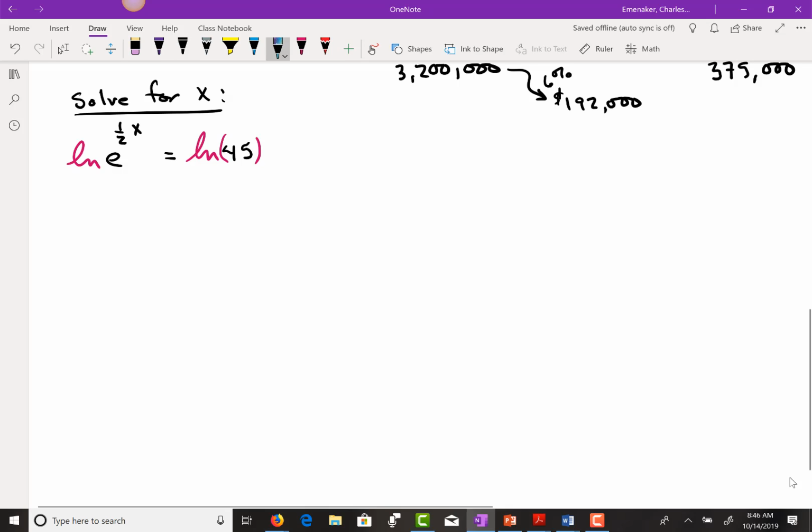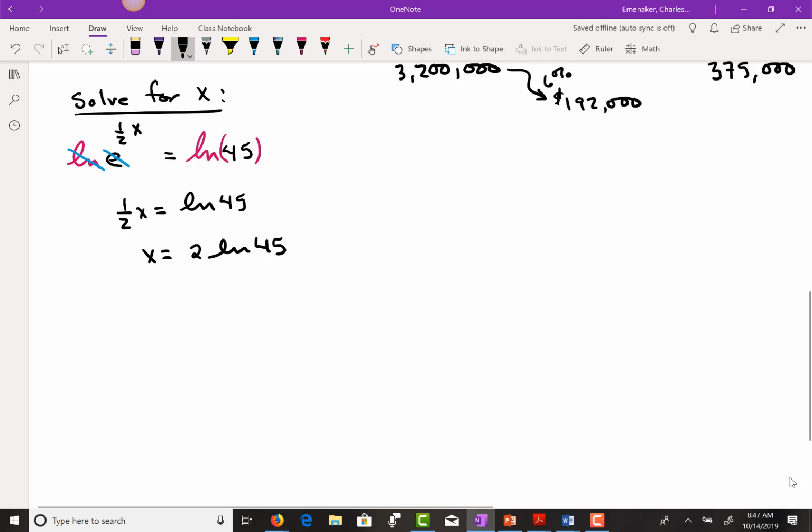The natural log and the e will cancel, giving you on the left side 1/2 x equals the natural log of 45, where x is equal to 2 times the natural log of 45. Is that something you can do on your calculator? Sure is. You just poke natural log 45 in, enter, times 2, bing, you've got x. It's just that easy. Does that make sense to everybody? Are you okay solving stuff with e in it?